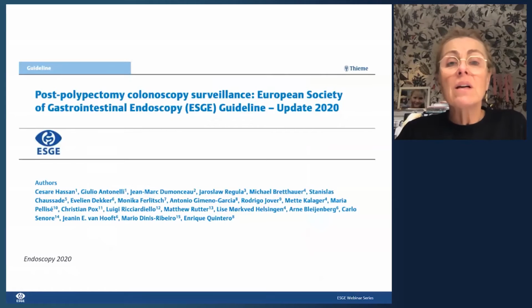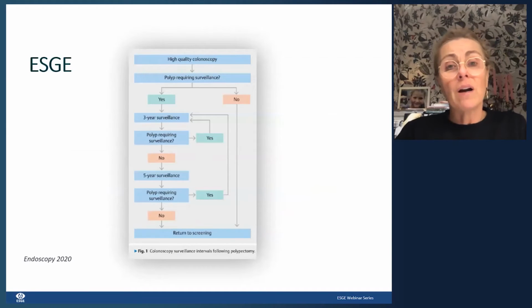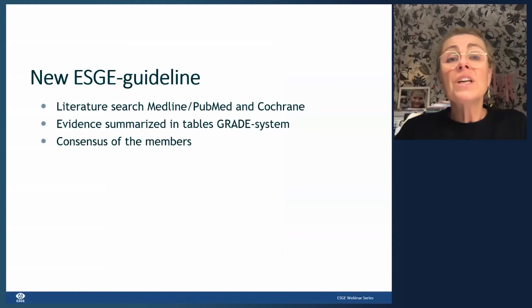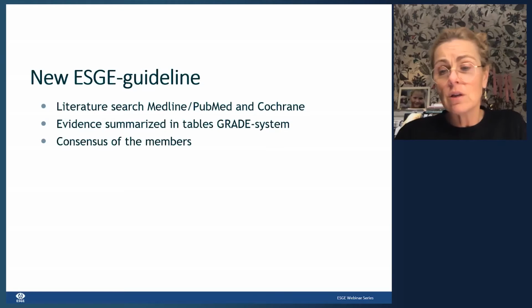So recently we updated the guideline that was written in 2013 with this whole group of ESGE members. And this is in short the guideline. Of course, together with my other two colleague speakers, we will take you through the guideline step by step. The new ESGE guideline was developed by a thorough literature search in Medline, PubMed, Cochrane. The evidence was summarized in tables using the GRADE system, and then all the members that you saw as co-author in the paper needed to have a consensus for the new statements.